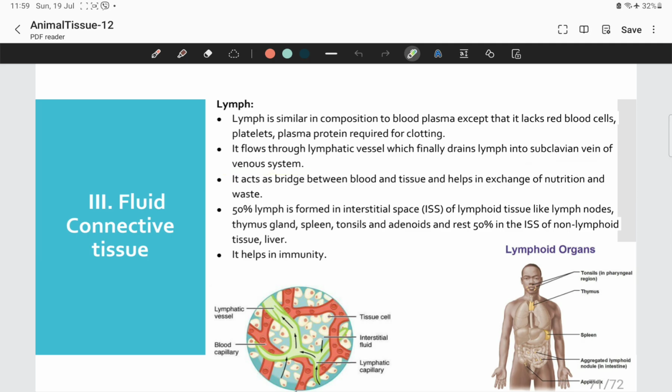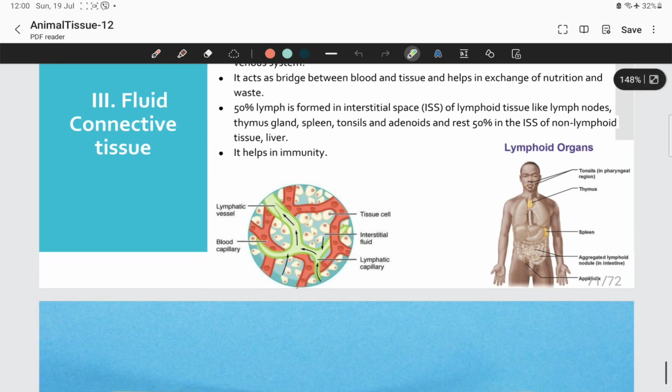This lymph acts as a bridge between blood and tissue and helps to exchange nutrition and waste present in our body. 50% of the lymph present in our body is formed in the interstitial space, meaning the space between the tissues of lymphoid tissue like lymph nodes, thymus gland, spleen, tonsils, and adenoids. The rest 50% of the lymph is produced in the interstitial space of non-lymphoid tissue like liver. It helps in building the immune system.